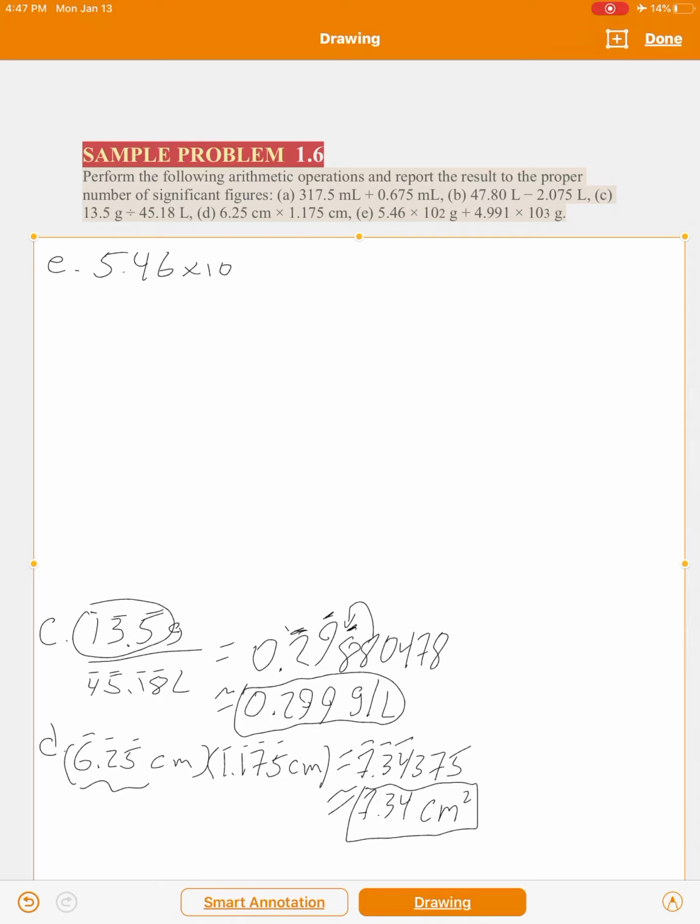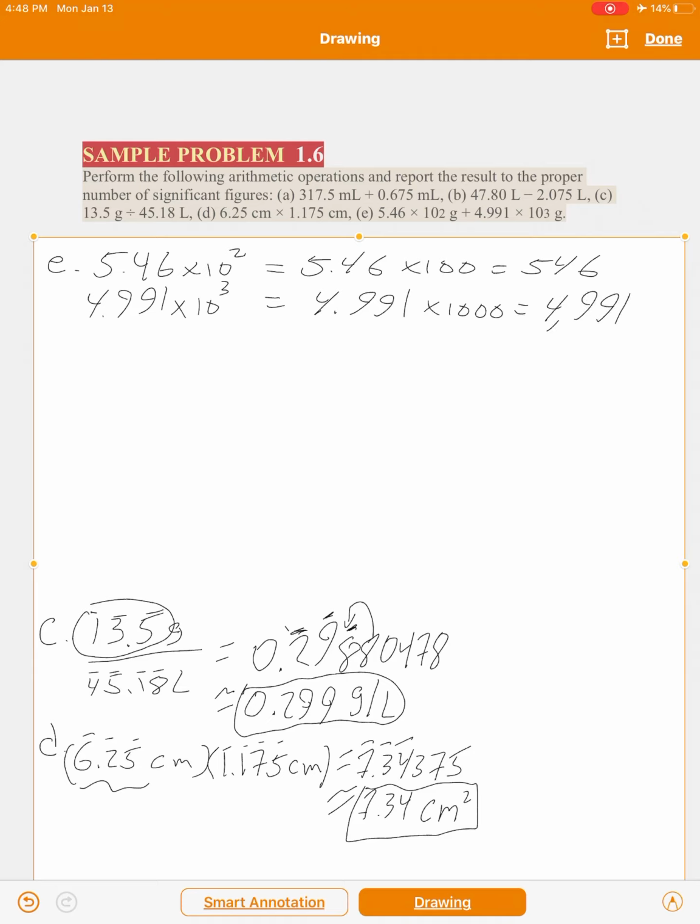5.46 times 10 to the 2. Well, 10 to the 2 is 100. So that's 5.46 times 100. Well, 5.46 times 100 is just 546. And now let's do the same thing with the second number. 4.991 times 10 to the 3. 10 to the 3 is 10 times 10 times 10. That's 1,000. So this is 4.991 times 1,000. Well, that's 4,991. Does that make sense?